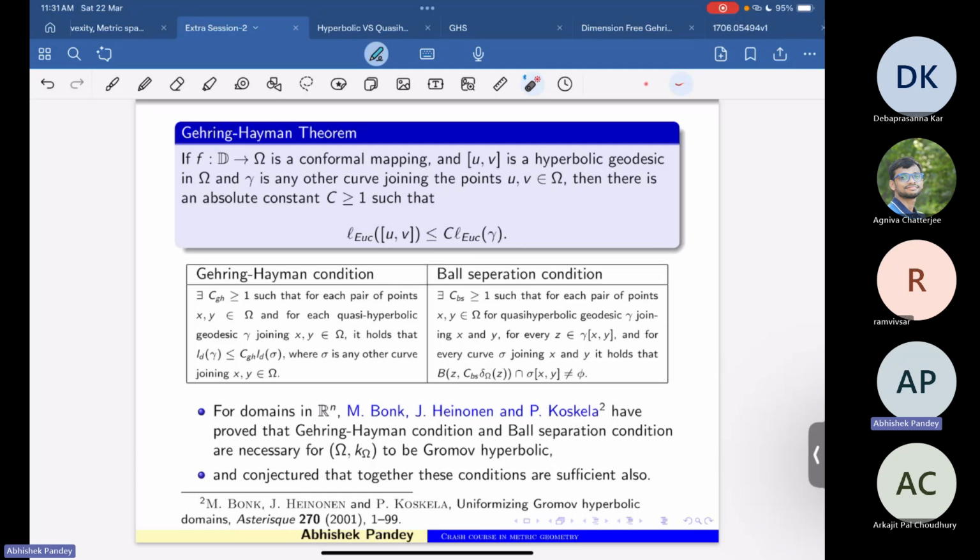And we have the ball separation condition, which says that there exists a constant c. We are denoting it with the subscript bs just to indicate that it is ball separation.